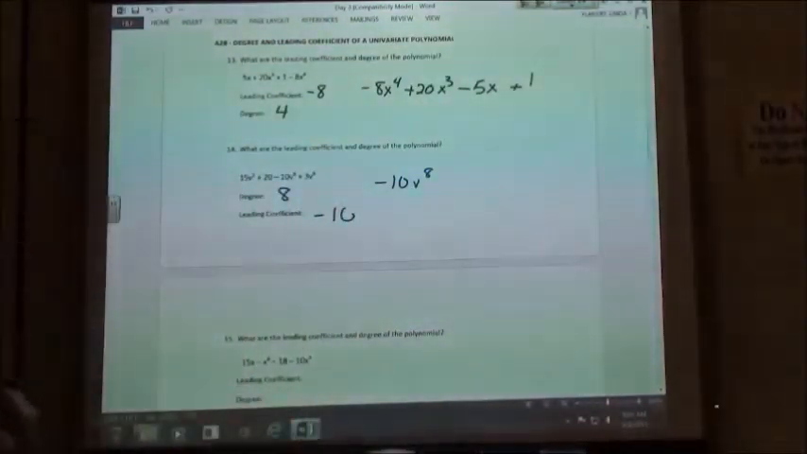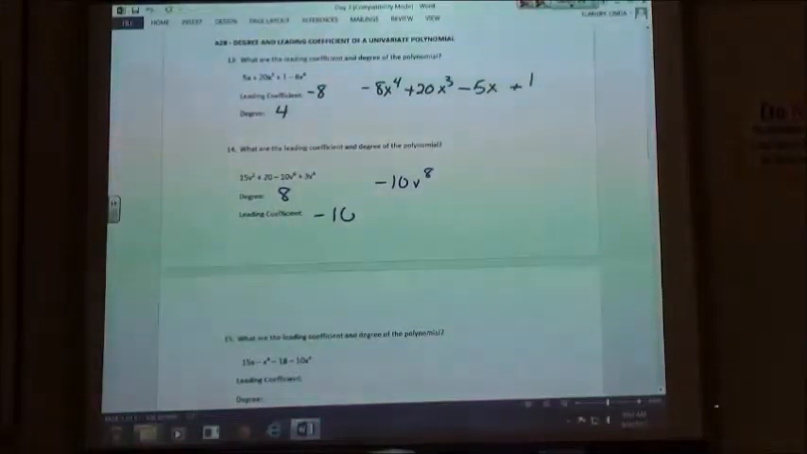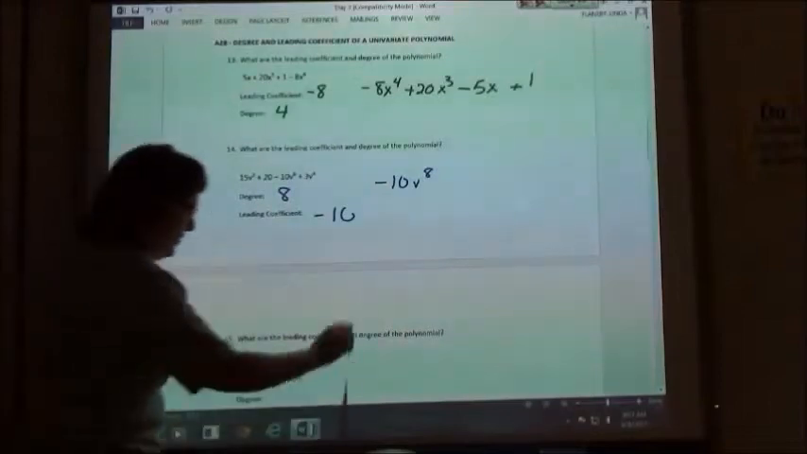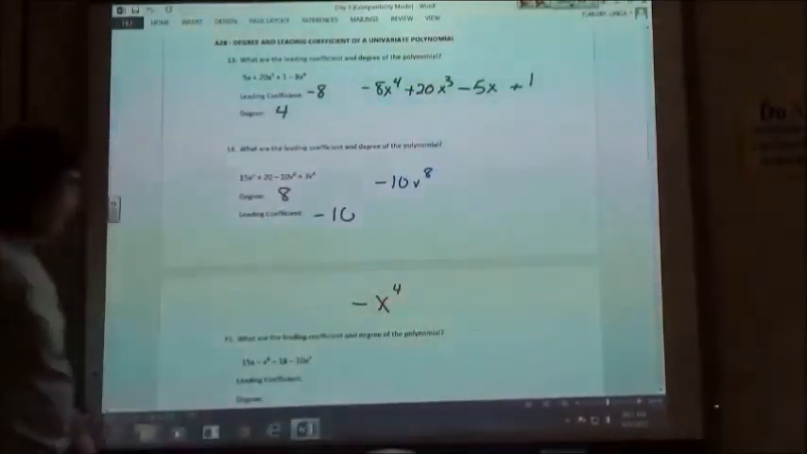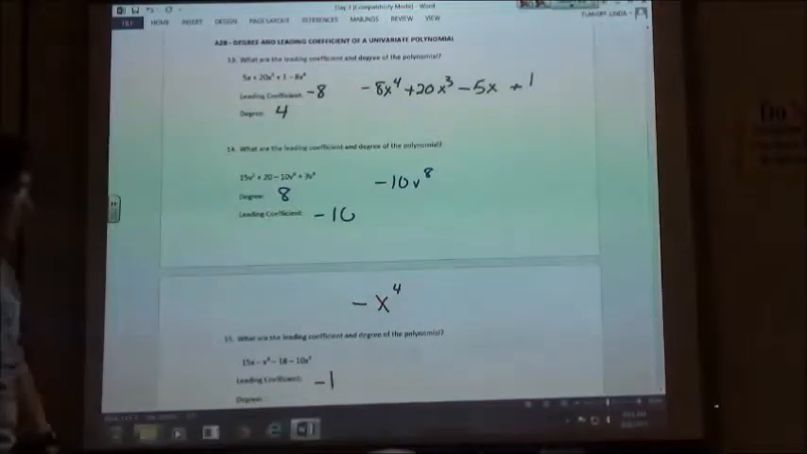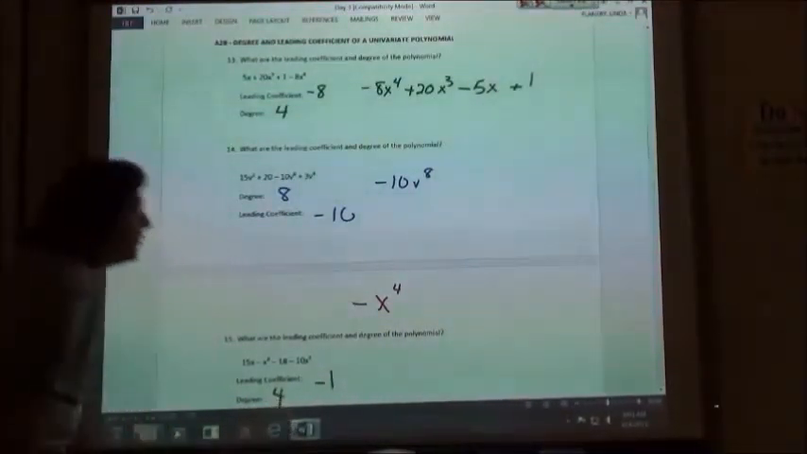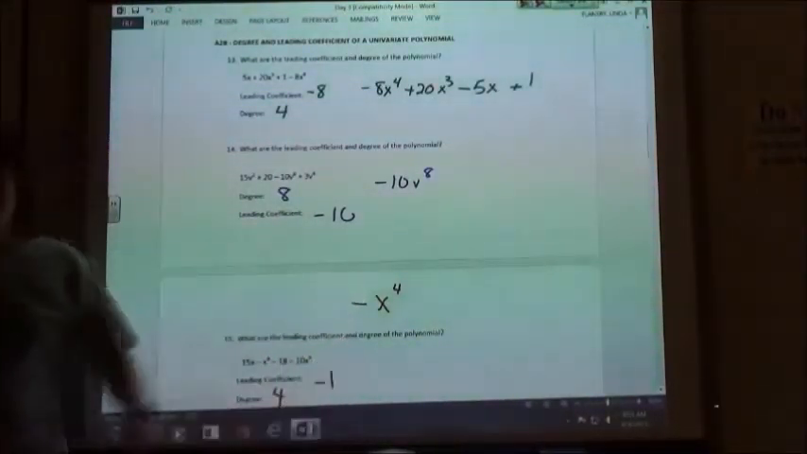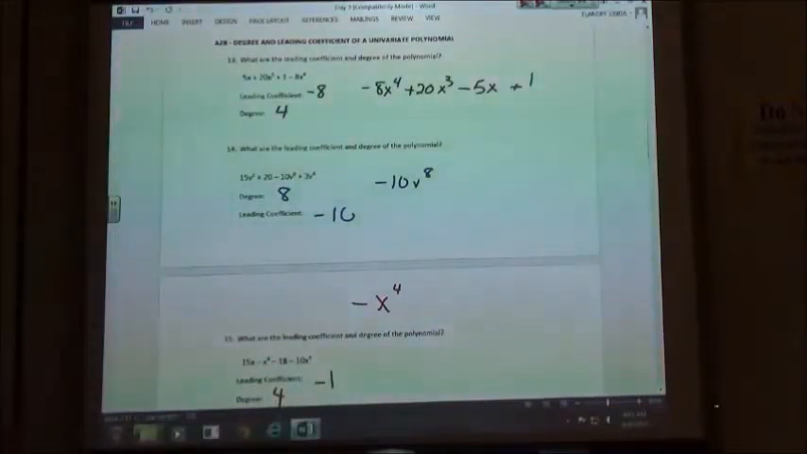And number 15, I'm going to try to sneak in there so I don't have to pause the video and erase the board. If I'm looking at negative 15x minus x to the fourth minus 18 minus 10x cubed, which one is my leading term? Negative x to the fourth. So the leading coefficient of that is negative 1, exactly, because that's negative 1x to the fourth, and the degree is 4. So they thought they were being tricky by leaving the 1 off of there, but you guys are all smart, so you knew that.